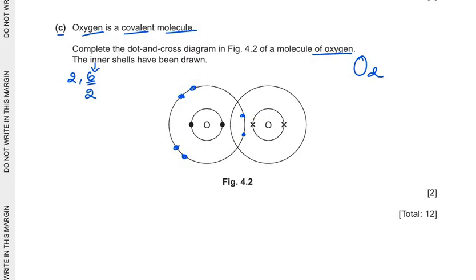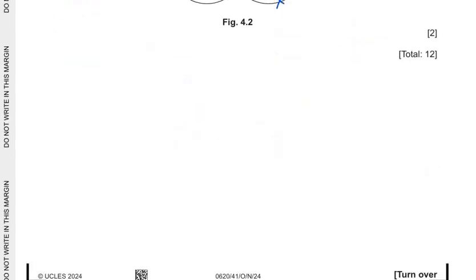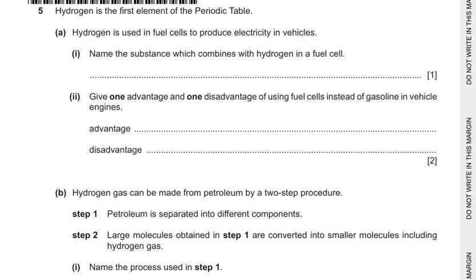For this other oxygen atom also, the similar 2 crosses in the sharing area and the 4 crosses outside the sharing area. Now this is how the O2 molecule is formed, that is O double bond O, because here 2 electron pairs are being shared. So the dot and cross diagram of oxygen is over. Let's go ahead with question 5.